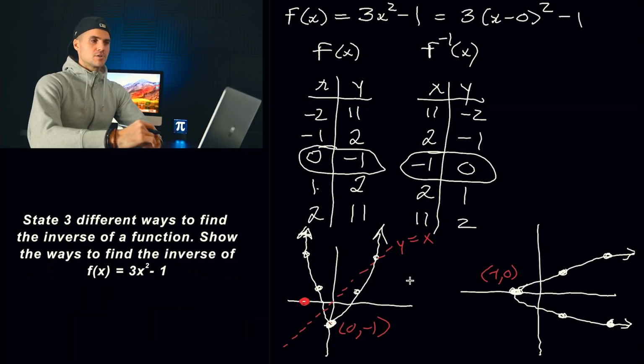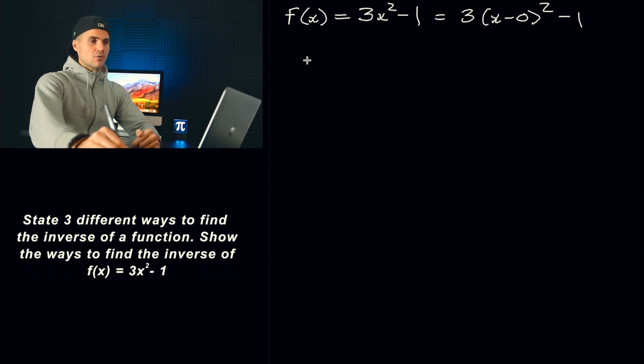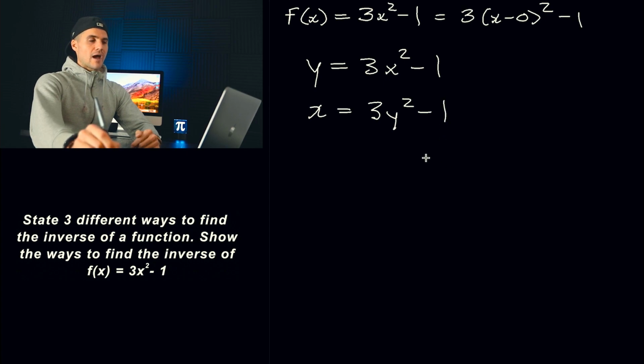Now the next method we're going to do is we're going to do this algebraically. So here we got y is equal to 3x squared minus 1. If you remember, what's the algebraic process? Well, we basically first interchange the x and the y values. And then we have to isolate for this new y value. And then whatever expression we get after we isolate for the new y value, that's going to be our inverse.